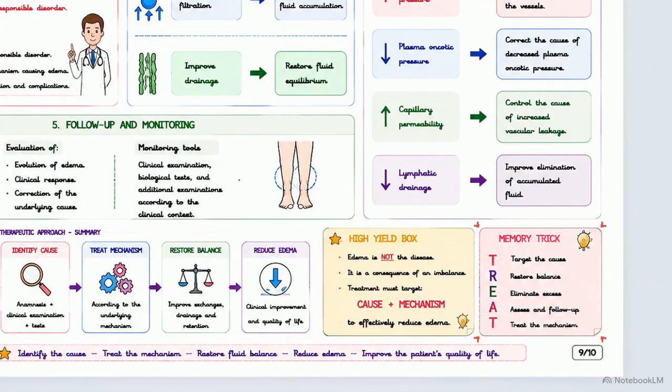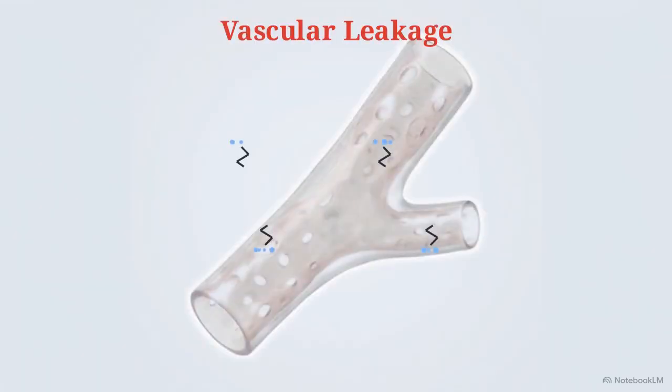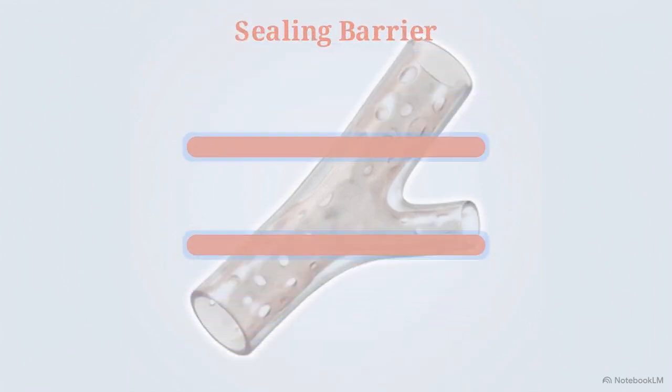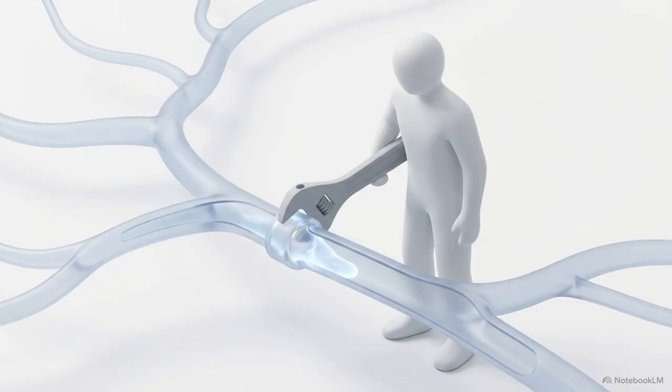Specific mechanical failures require targeted strategies. For example, treating a decrease in plasma oncotic pressure specifically demands therapies that correct vascular leakage or replenish severe protein loss. Effective management acts exactly like an engineer fixing a broken system. It repairs the specific pump or seals the exact pipe that caused the flood.